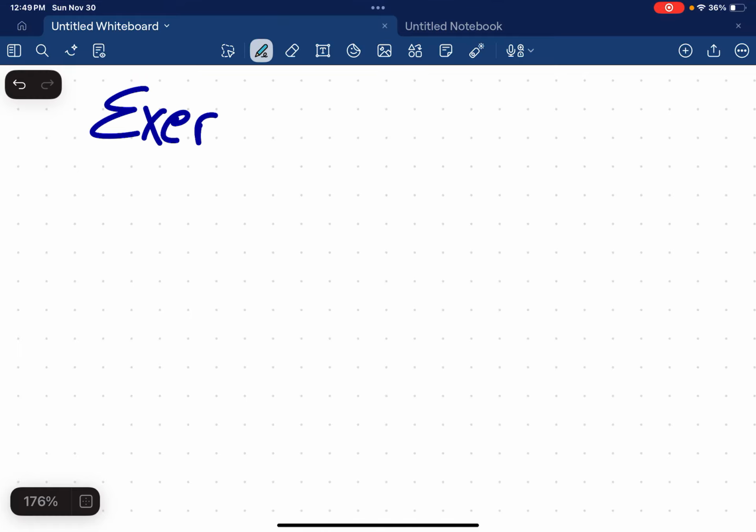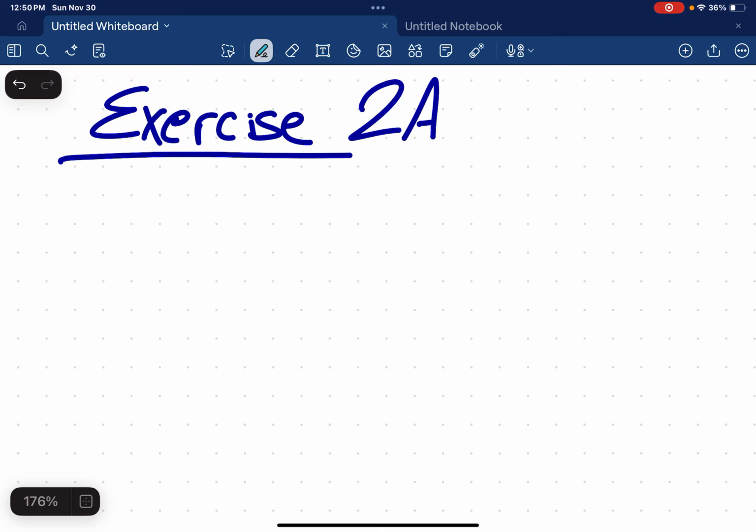In today's exercise, we'll be doing exercise 2A. We have finally moved on to unit 2, which is titled, I think, just representing relationships with functions. And this unit gets a bit easier than our last one, thank God. So we'll start with 1A.